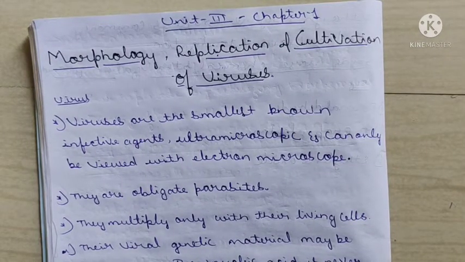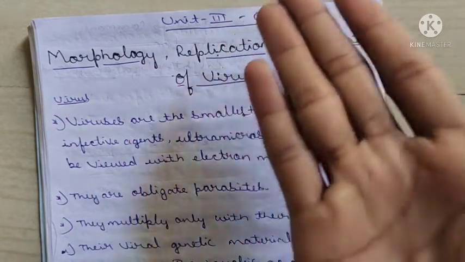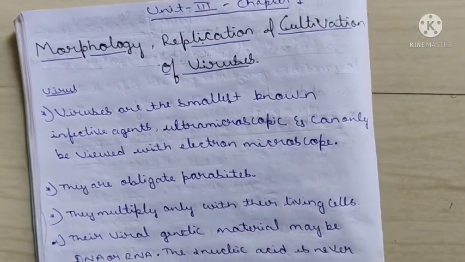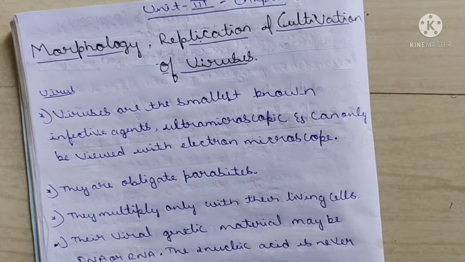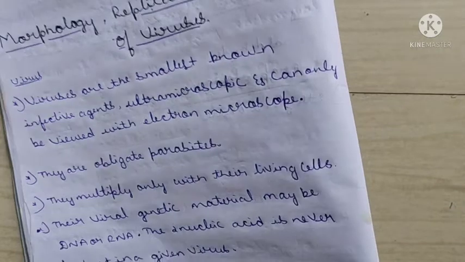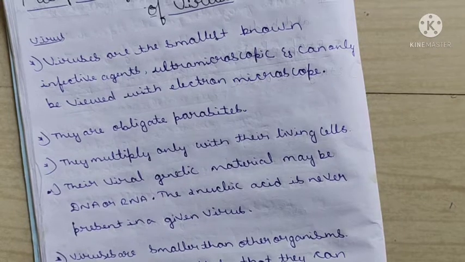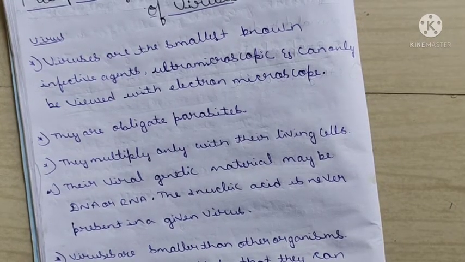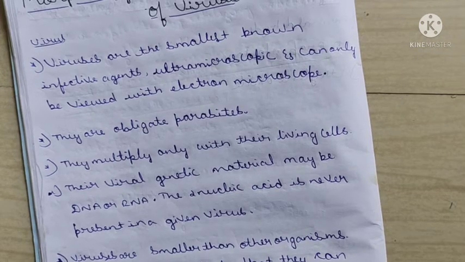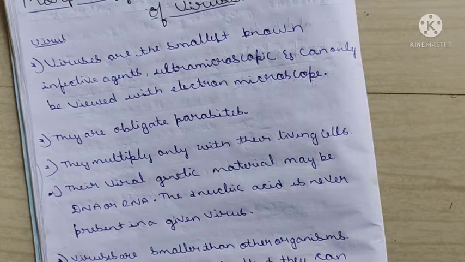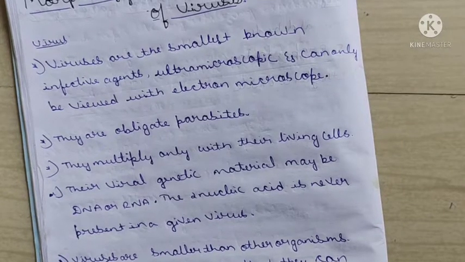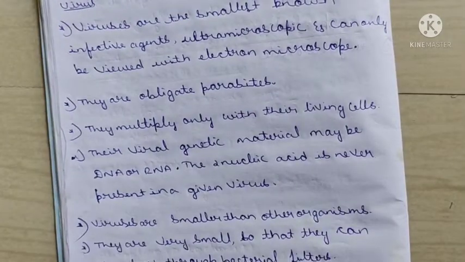Before going to study that replication, we want to discuss what is this virus. Viruses are the smallest known infective agents. They are ultra microscopic and can only be viewed with an electron microscope. They are minute infectious particles, and they are obligate parasites. They live only in living cells, meaning they multiply only in living cells, meaning the human host cell. Got it? And their genetic material is either DNA or RNA. Both genetic materials are not found in the viruses. Clear? Either it can be DNA or it can be RNA.